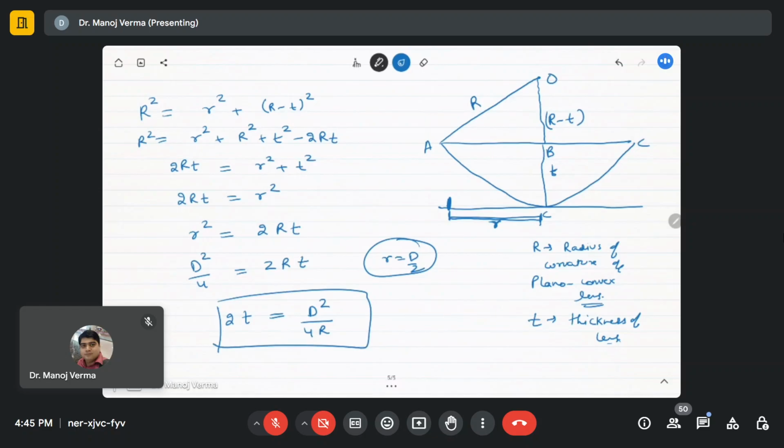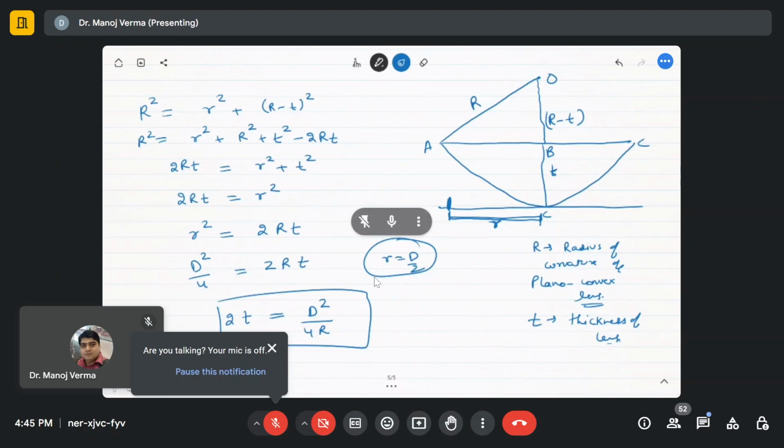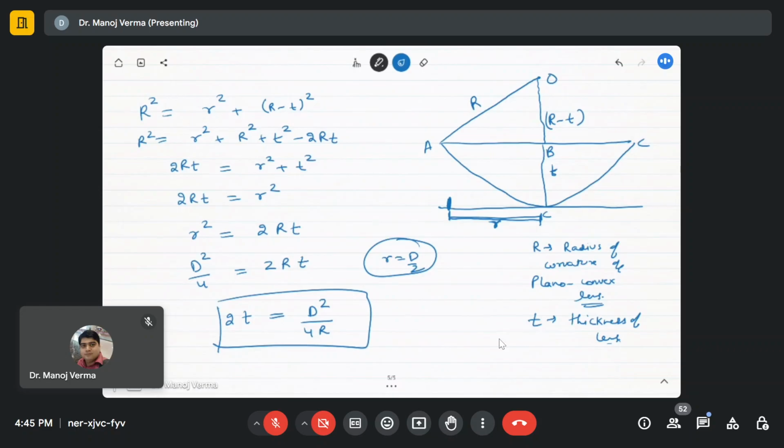Let's see again what t is: t is the thickness of the glass, and the maximum thickness is between points B and C. d square, d is the diameter of the fringe. The circular fringes that are forming have diameter d. And R is the radius of curvature of the plano-convex lens. So 2t is d square by 4R.